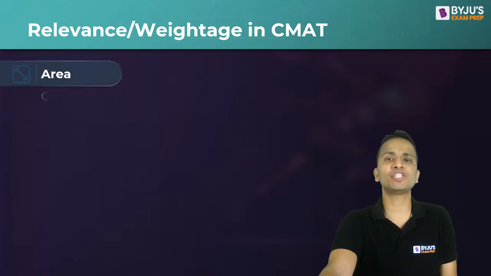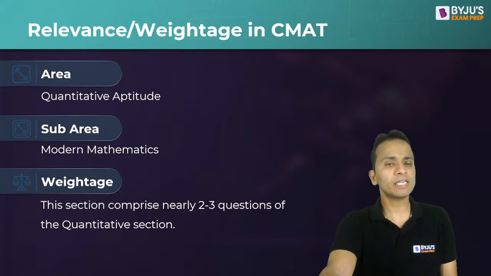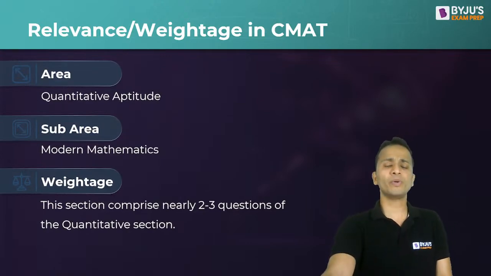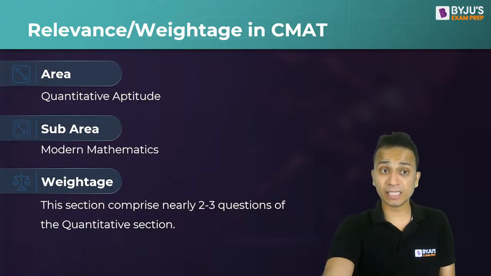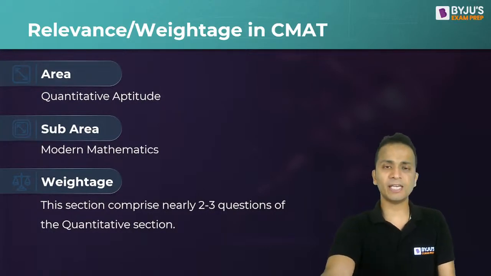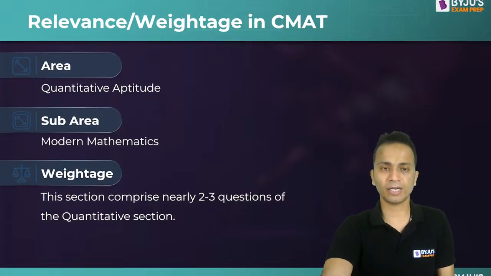First of all, I'll start with the relevance and weightage of this area in the CMAT examination. Obviously this area is modern mathematics, and it comes in the section of quantitative aptitude, where the weightage of this area may be somewhere around two or three questions out of 20 questions in this quantitative ability section. Like I mentioned earlier, I have also seen instances where there were more than three questions coming from modern mathematics.